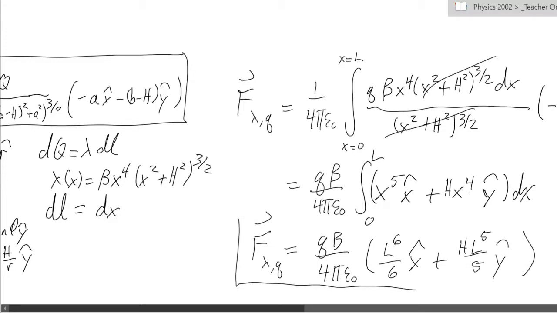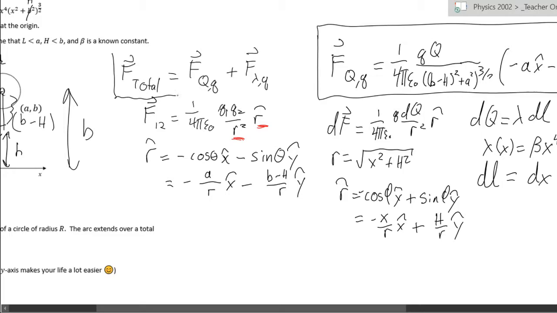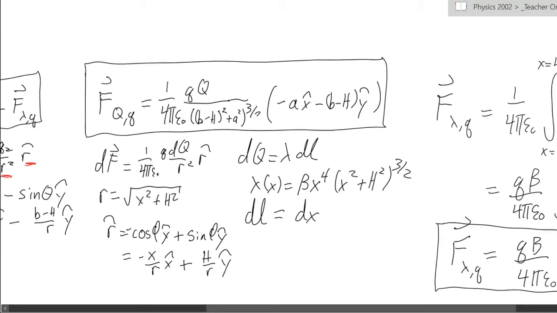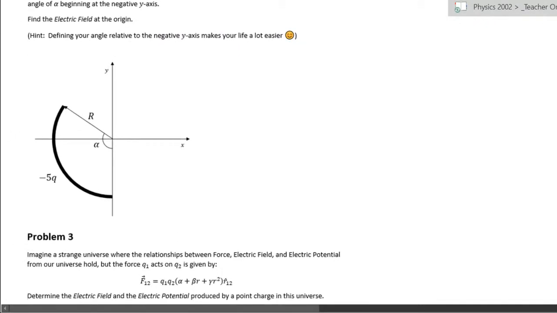And then adding those two forces together will give us the final answer. You didn't actually have to explicitly write this line where everything's added together. You just needed to find each one of these forces individually and then say that the final answer is equal to the sum of the two.